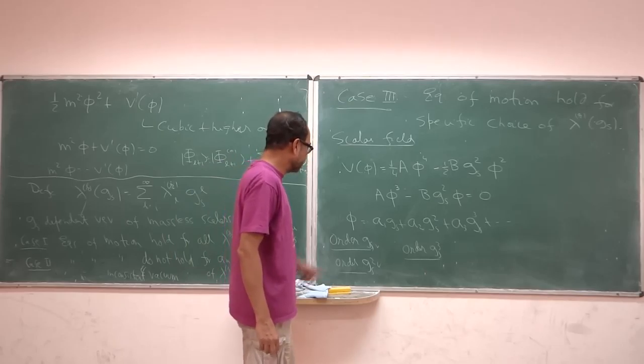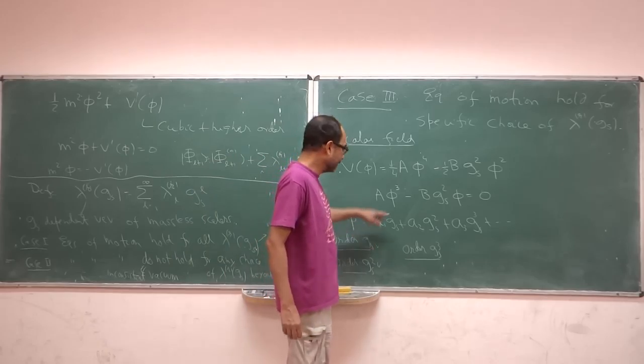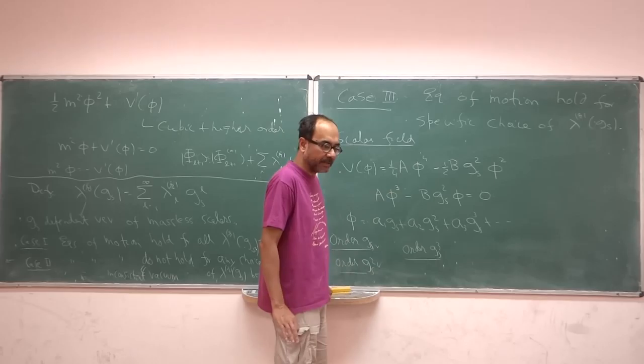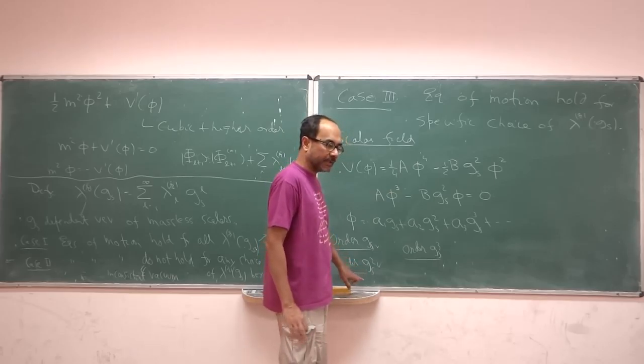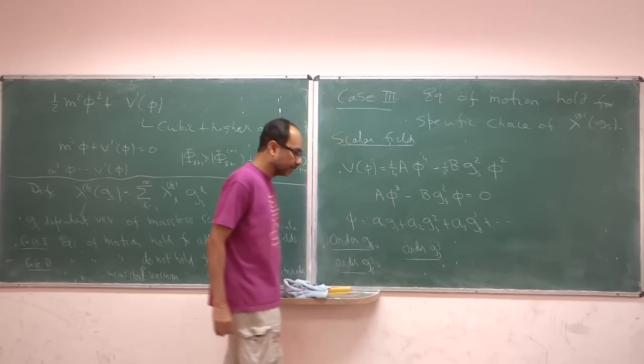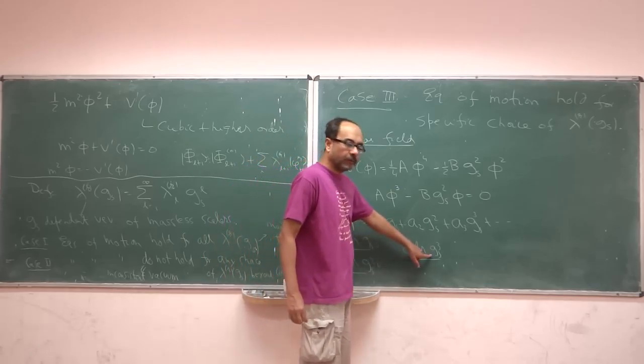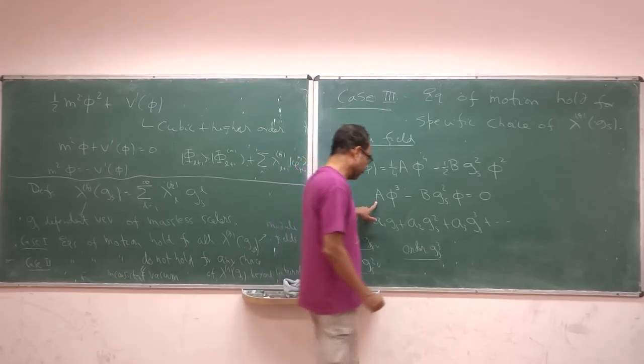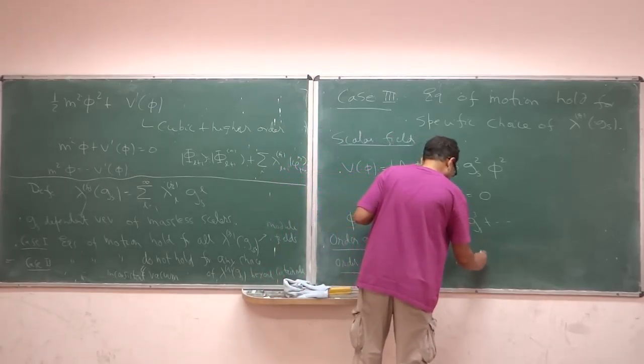No, because irrespective of what A1 is, this is GS cube, this is GS cube. So order GS, there is no constant that way, right? Yeah, it's next order also. Order GS square also, there is a constant. But when you go to solving the equation of motion at order GS cube, we see that this gets a contribution of the form A1 cube.